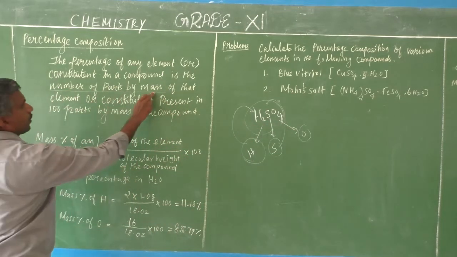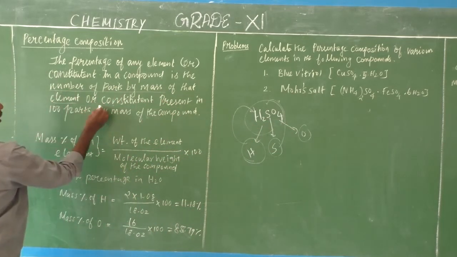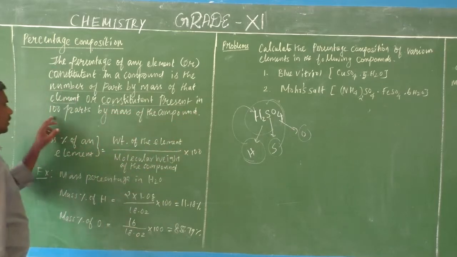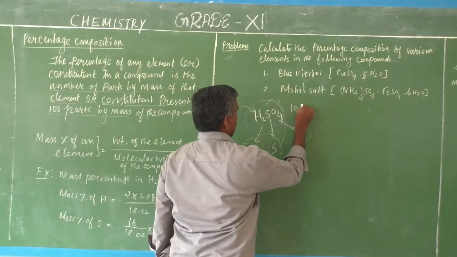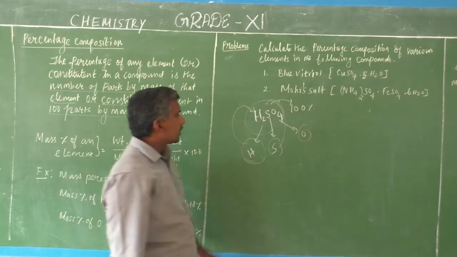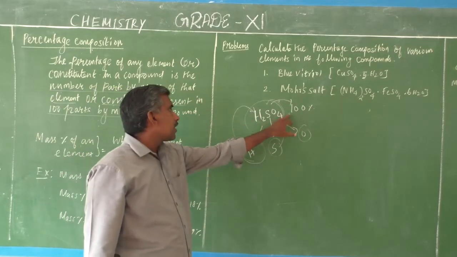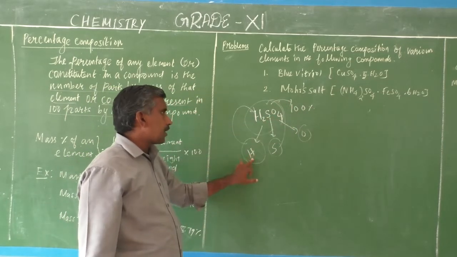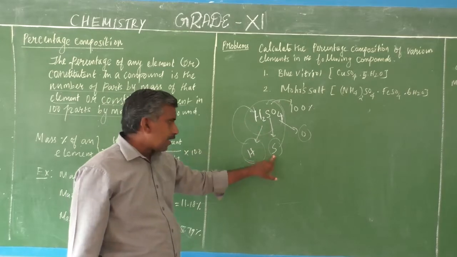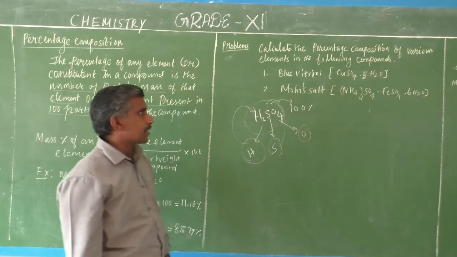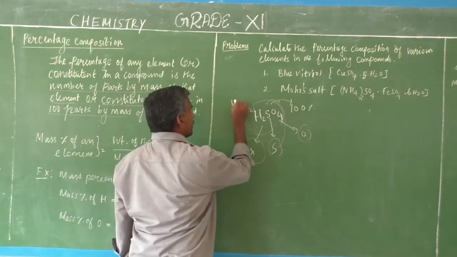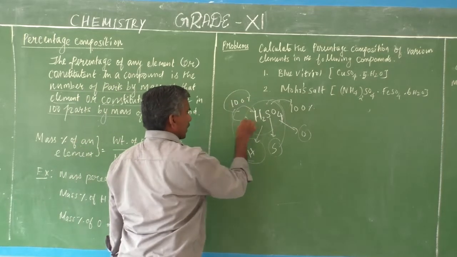The number of parts by mass of that element or constituent present in 100 parts. This is 100 percentage or 100 parts. Sulfuric acid is 100 parts. In these 100 parts, how many parts of hydrogen are present? How many parts of sulfur? How many parts of oxygen? Or in 100 percentage of sulfuric acid.